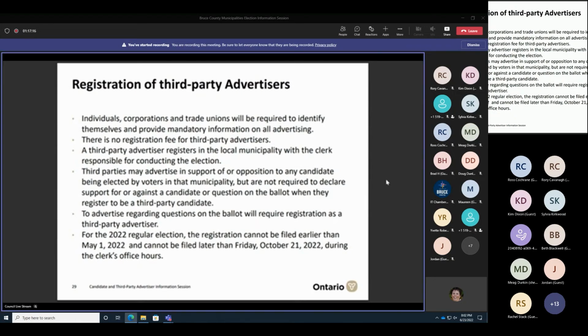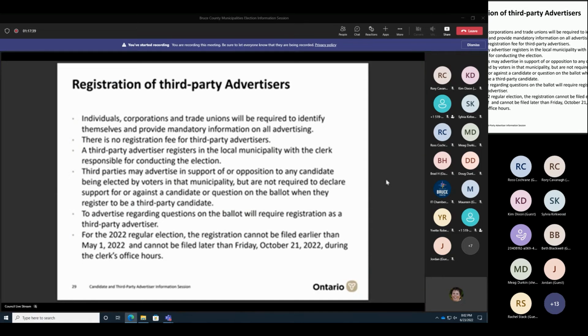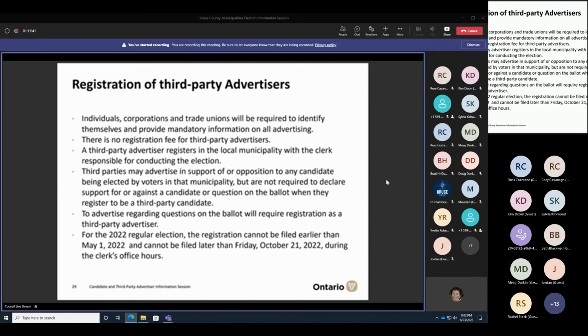Once registered, they may advertise in support of or opposition to any candidate being elected by voters in that municipality. This would include council, trustee, and directly elected upper tier candidates. Any person or entity may advertise regarding any issue relating to elections in that municipality without registering. So to advertise regarding questions on the ballot will require registration as a third-party advertiser.